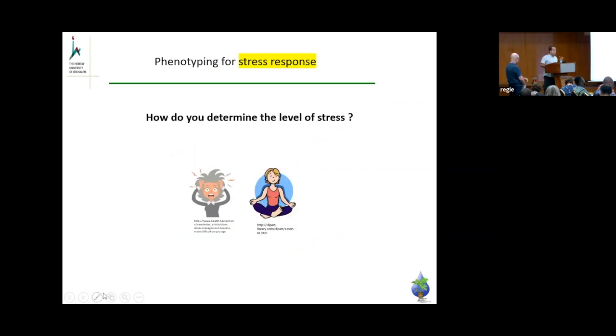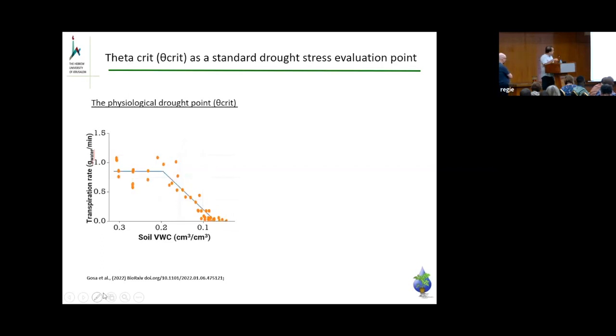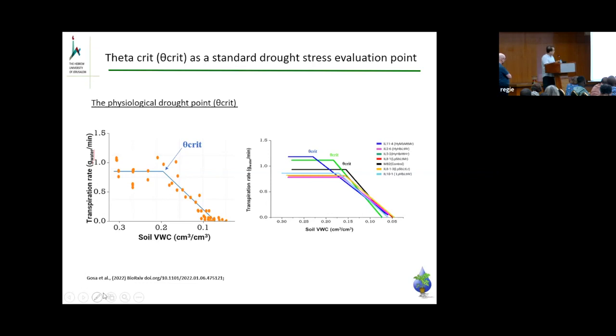Another important issue, what is drought? We talk about drought all the time, but what is the drought point? How do you know that this plant is now suffering from drought? What we did here, we looked at this graph, which checks the point we call theta crit, where the transpiration starts to reduce. So we look at the soil water content, not the time, the soil water content, where you start to see reduction in stomatal conductance.